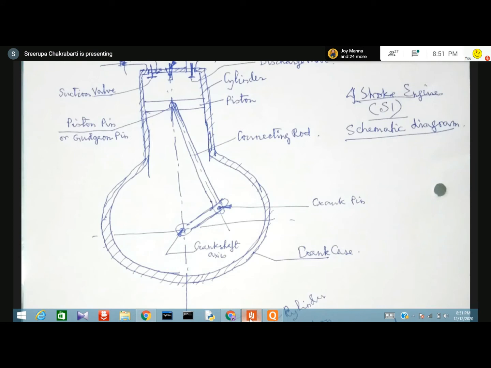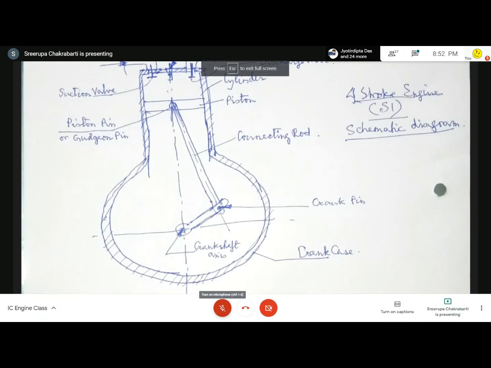Hello sir, sorry to interrupt. Ritobroto wants to show something new. Ritobroto wants the piston to, yes, once again. Hello, Ritobroto.